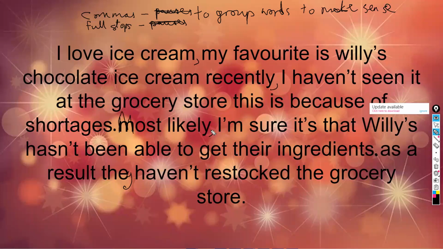Most likely, comma, I'm sure it's that Willie's hasn't been able to get their ingredients, full stop, right? That is one main idea, so we put a full stop, right? Okay, so this will be a capital A. As a result, they haven't restocked the grocery store. Okay, and that last one is a sentence, right? And we need to put in a comma after as a result.